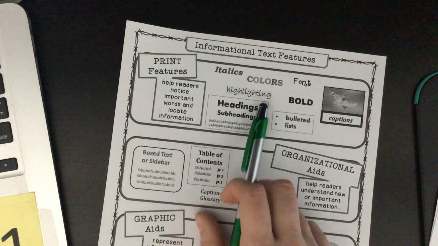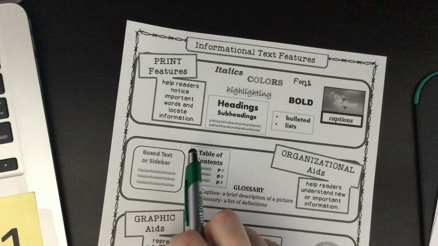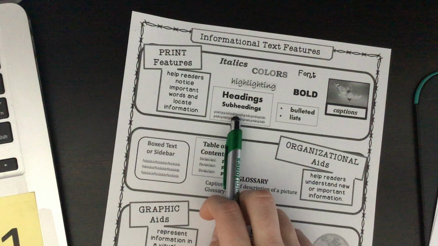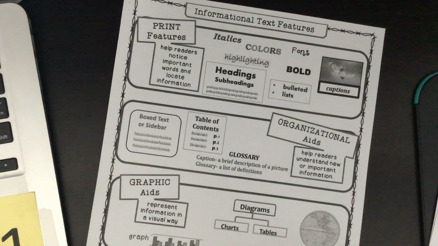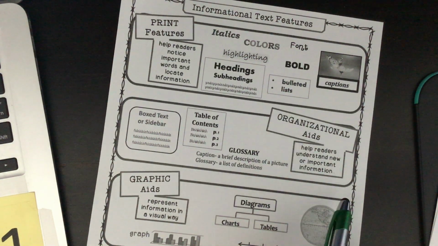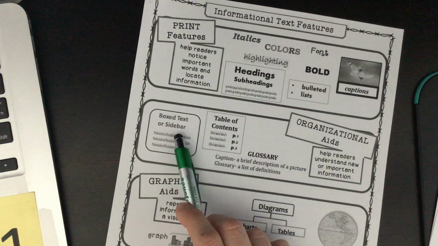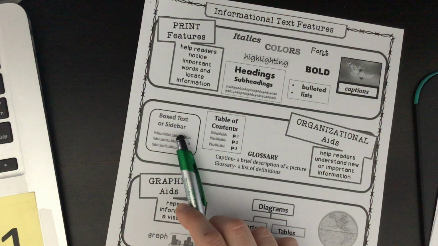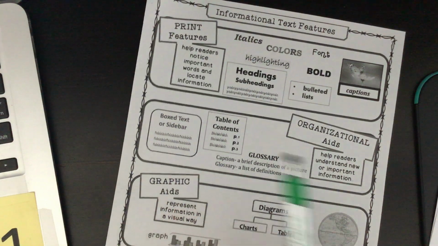Are you going to write in color? What font are you going to use? Using headings and subheadings as a way to organize your writing. Again, another way to organize, using a table of contents, or maybe a sidebar on the side, or are you going to box something off?